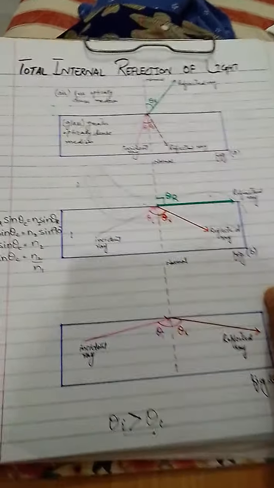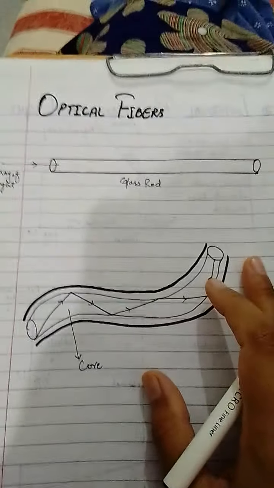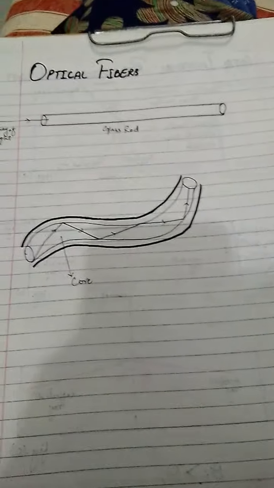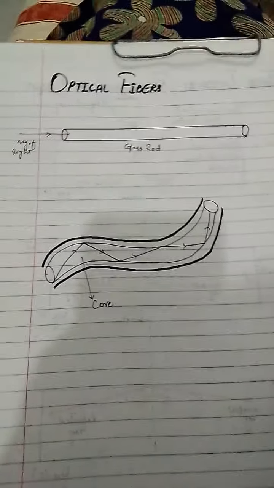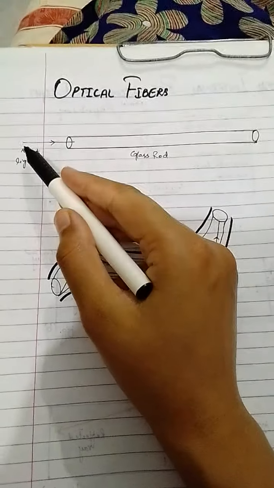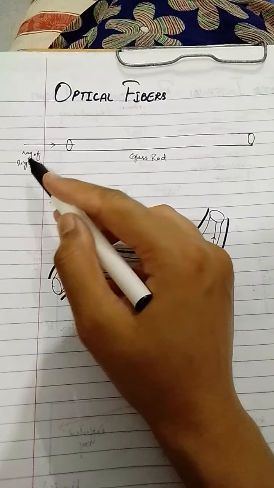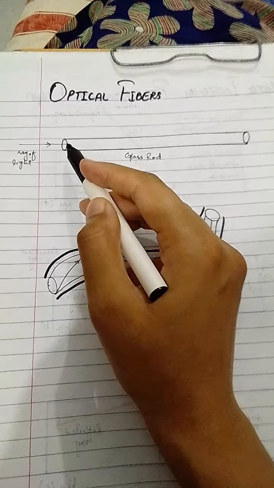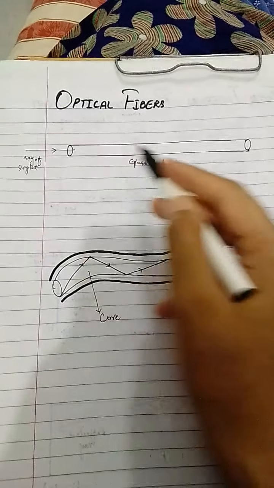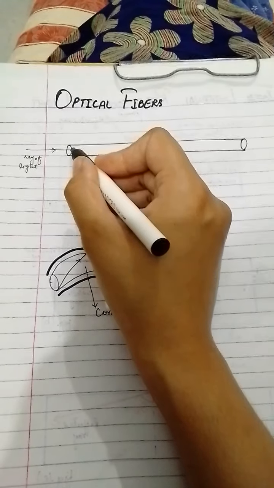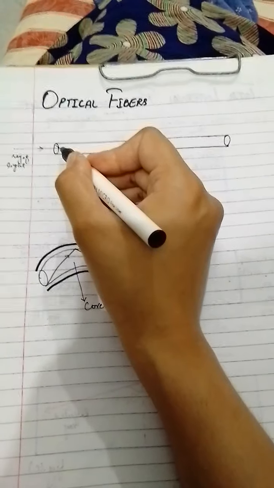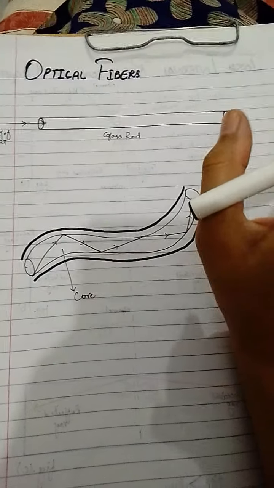Okay, so this was all in it. Moving to our second topic, which is optical fibers. This is a pretty easy topic. First, I'm going to ask you a question. If I try to introduce a ray of light in a glass rod, this is a glass rod, and you shed light on it in this direction, what would happen?